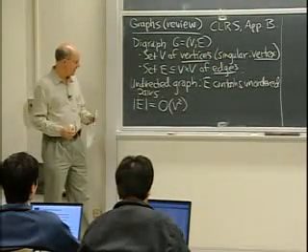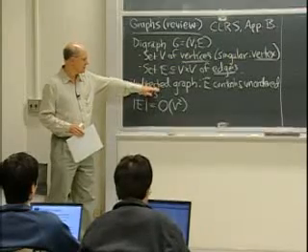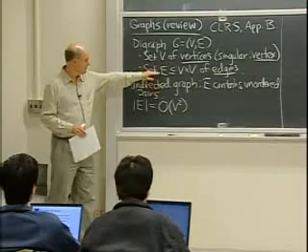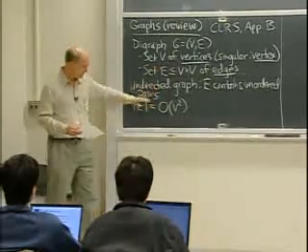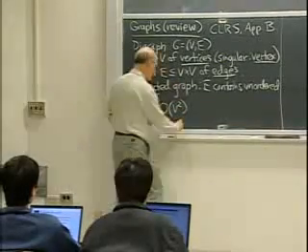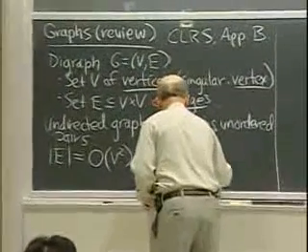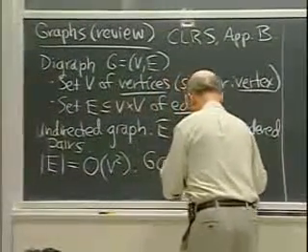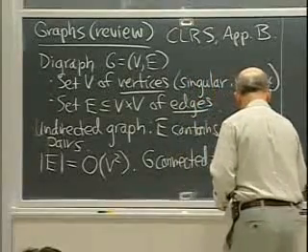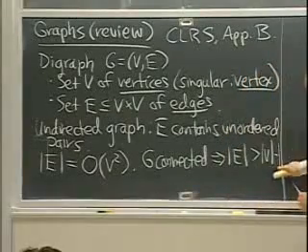So E is order V squared, whether it's a set of pairs, because if it's a set of pairs, it's at most n choose 2, which is at most n squared over 2. Here it could be at most V squared over 2. Here it's at most V squared. And another property that sometimes comes up is if G is connected, we have another bound. It implies that the size of E is at least the size of V minus 1.